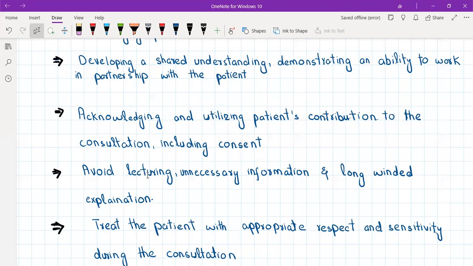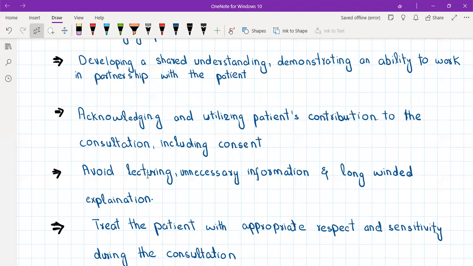Don't go into long-winded explanations telling them the thyroid function test and T3, T4, and TSH, and full blood count and high resolution CT scan and stuff like that. Be simple and be very clear to the patient. Don't use any jargon. All right.